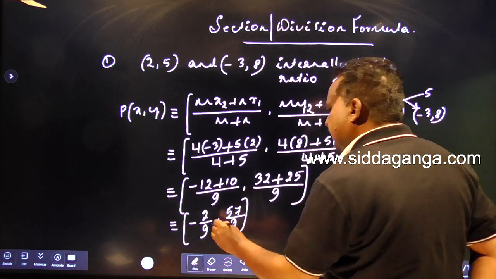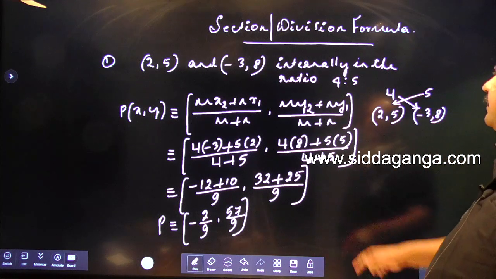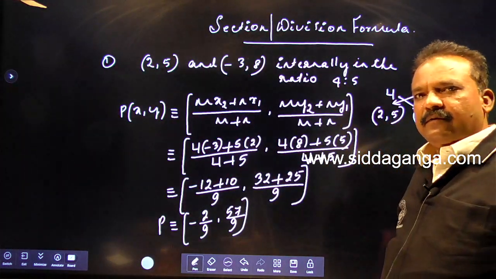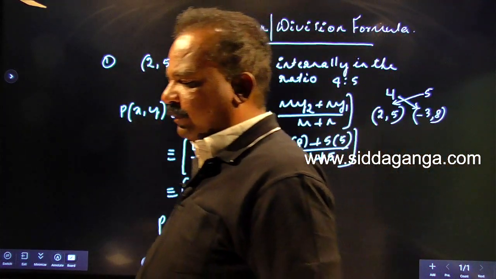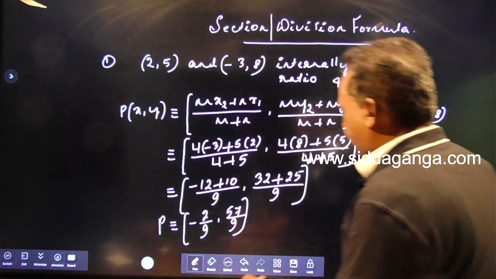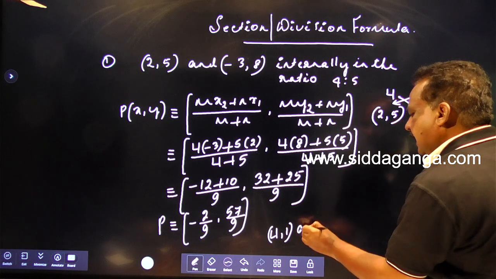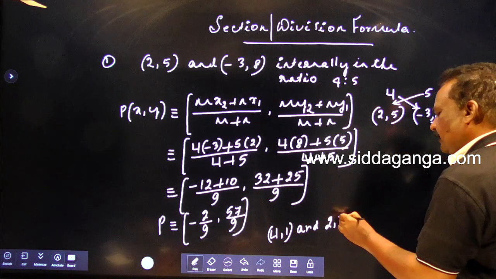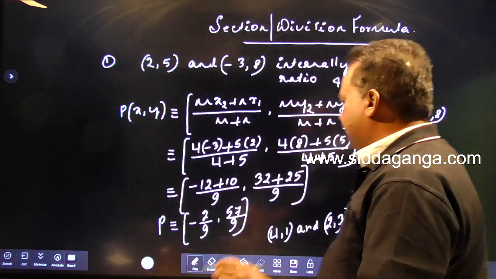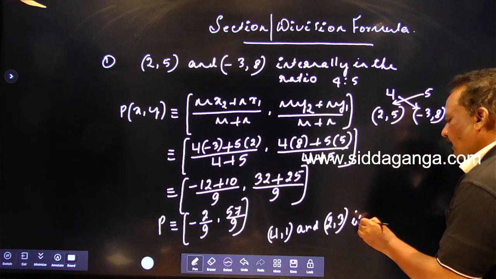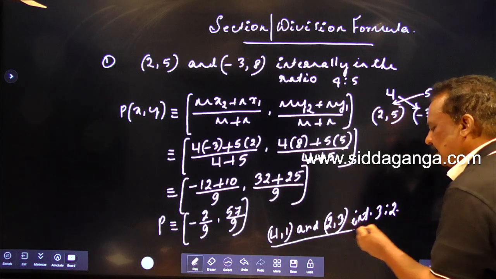So these are the coordinates of the point which divides the given line segment internally in the ratio 4 is to 5. Okay. Similarly, you can do one more problem. I give the points 4 comma 1 and 2 comma 3, internally in the ratio 3 is to 2. This is one problem like that.